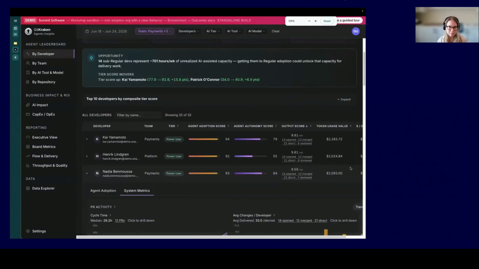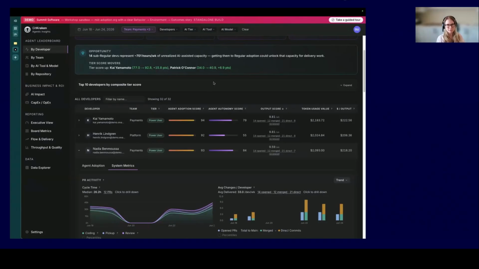So again, we are not talking about lines of code. We are not talking about just a number of PRs. If these are lightweight PRs, or just some cleanup work, we call it chore, and you can define what exactly chore is. You can exclude it from the output score as well.